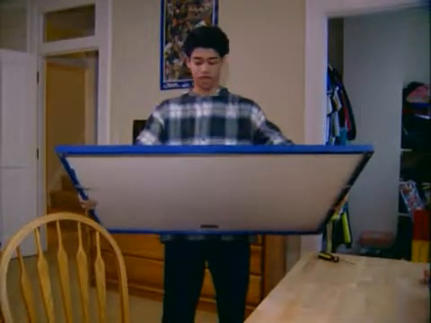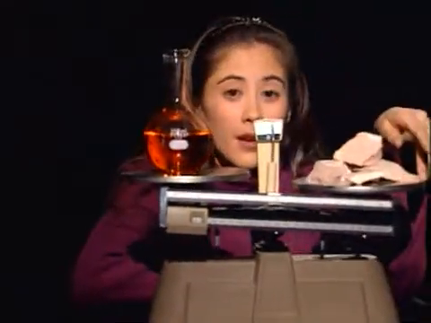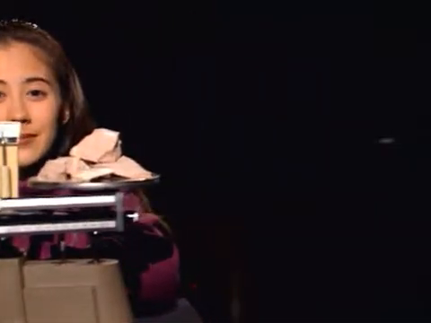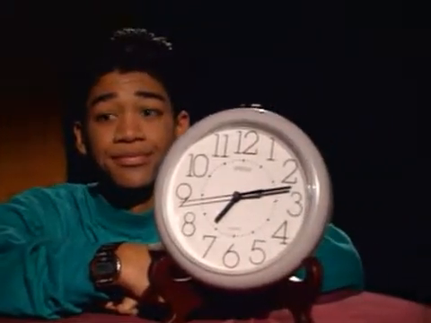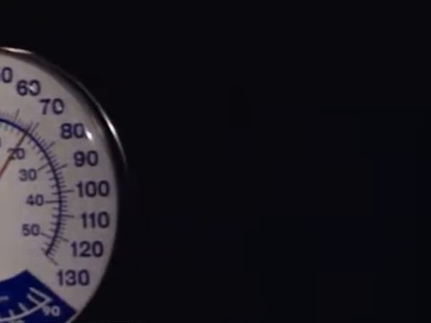Ah, perfect. The things we measure most are length. Mass. Time. And temperature.